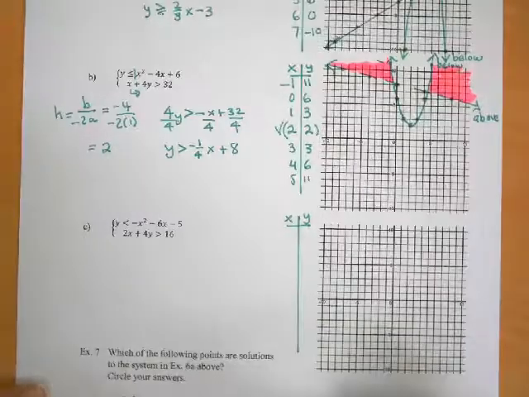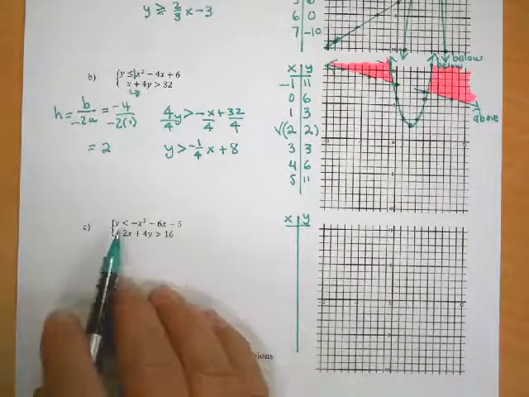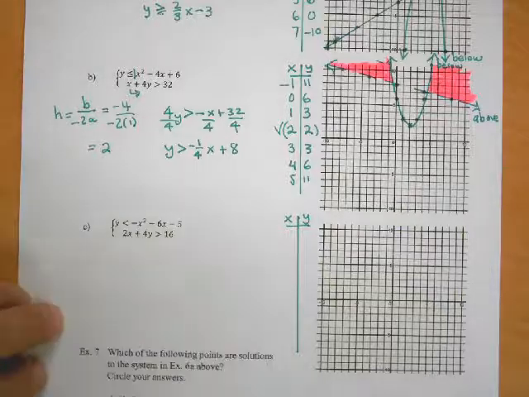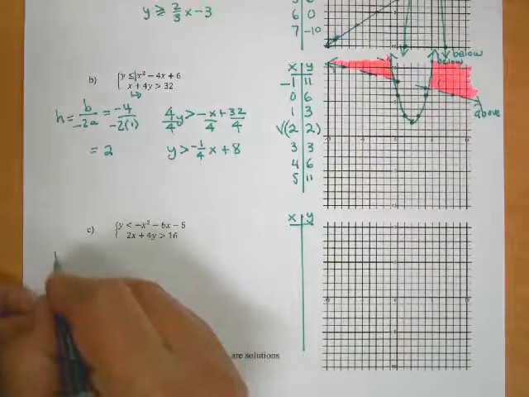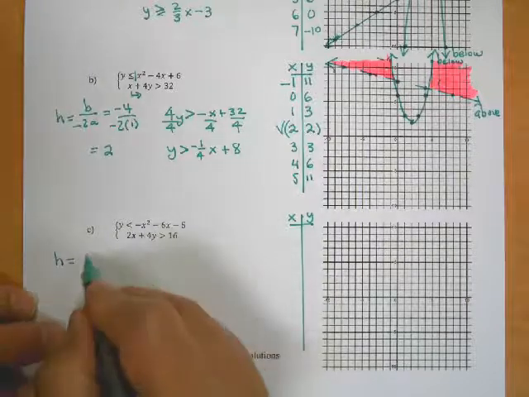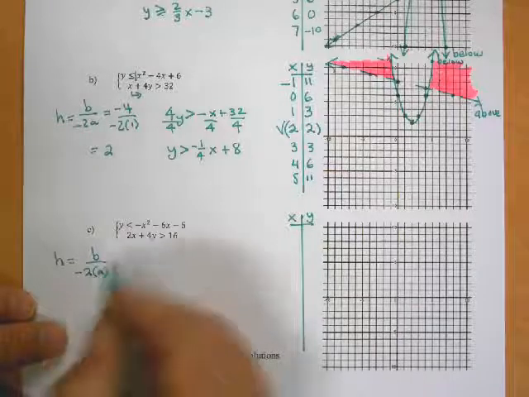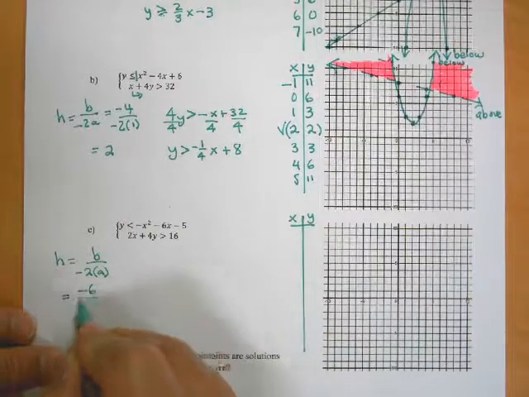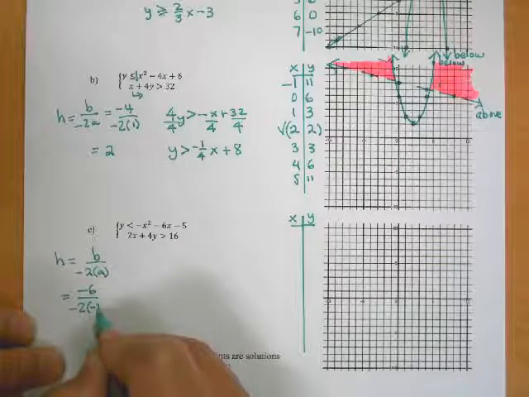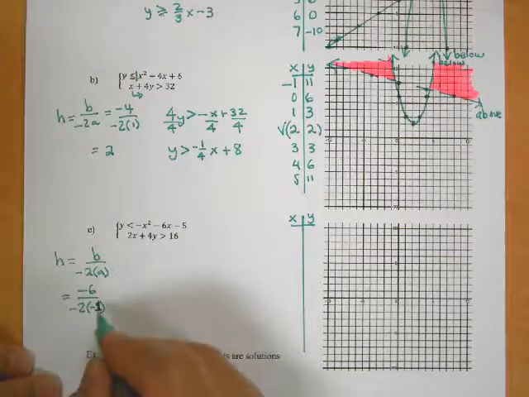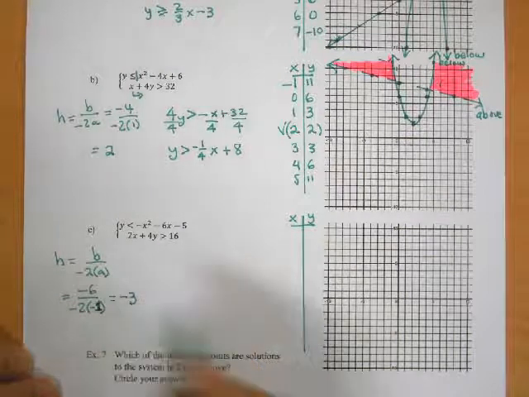Okay, the next one here, what we have is a parabola again, a quadratic equation because of that x squared. And let's find h first. You have to find h when they're in standard form like this. This can be b over -2 times a. Sorry, a is -1 there. -1 times -2 is 2. Divided into this gives -3 for the h value.